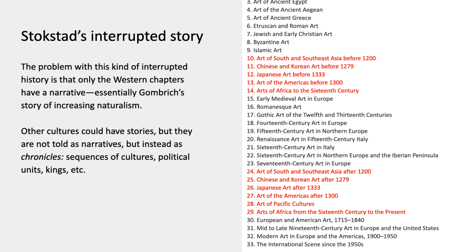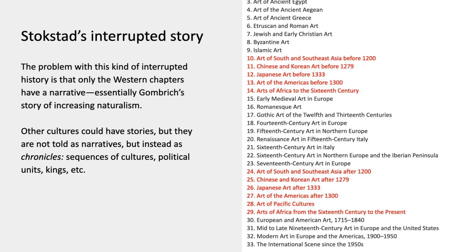of increasing naturalism. The non-Western material that's in red, some of those cultures, in part, they do have narratives, they do have stories. They're not increasing naturalism, but there are themes that carry through and make them kind of organic and connected and make them into stories, but not all of them. Some of them are just told as chronicles.